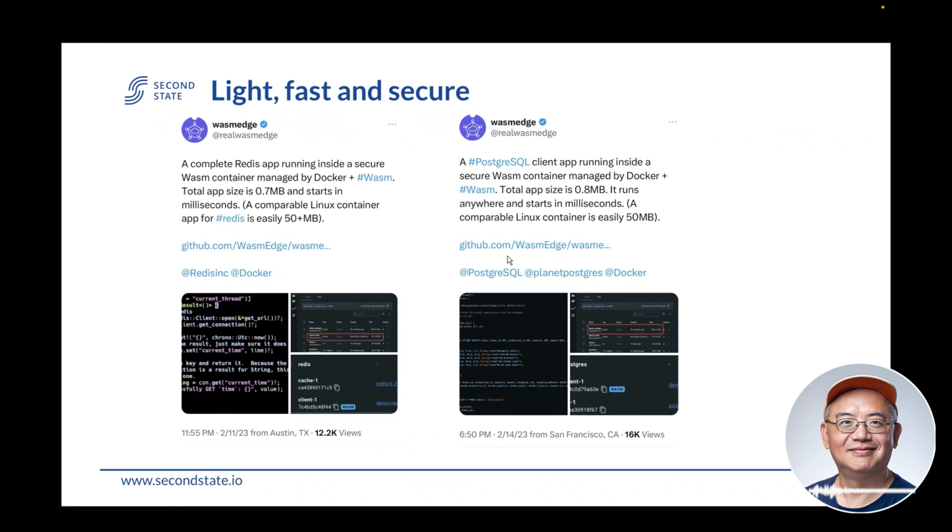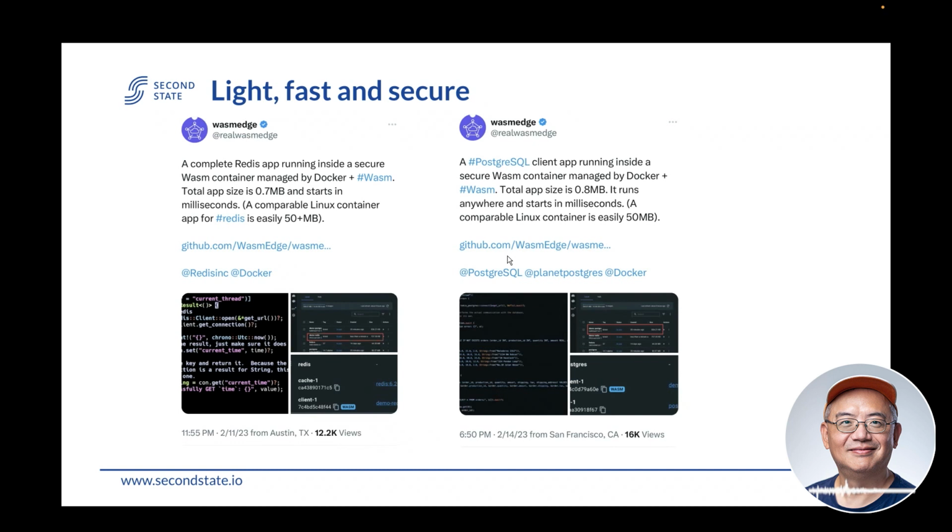So there's another way to look at the benefit of WebAssembly. Those are the two tweets that we sent out that generated some interesting community feedback. And by the way, the WebAssembly Twitter account is not a huge account. It's only like 1,000 followers, but you can see both of those tweets have over 10,000 views, meaning that a lot of people on Twitter shared them and they were widely seen. The first one is that we demonstrated a complete Redis client application that runs in WebAssembly inside Docker Desktop. The entire application size is 700 kilobytes.